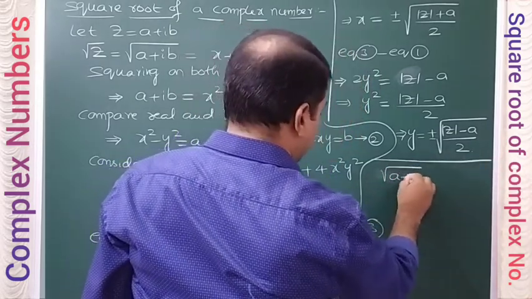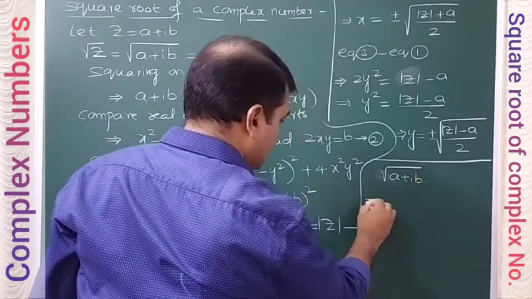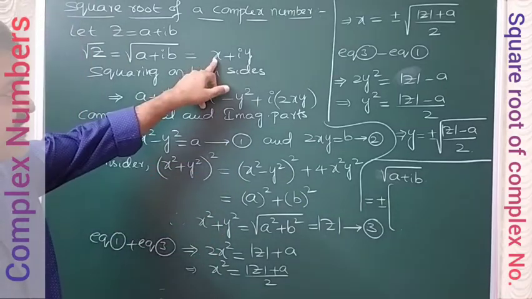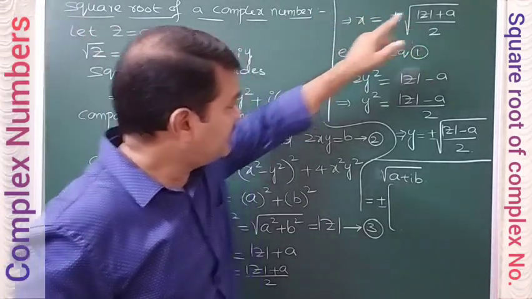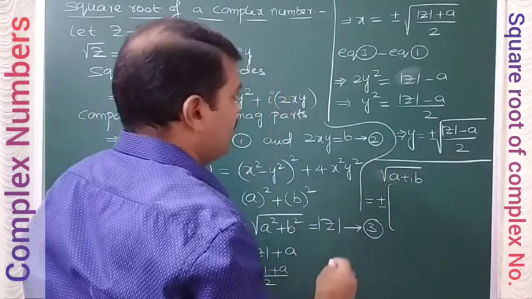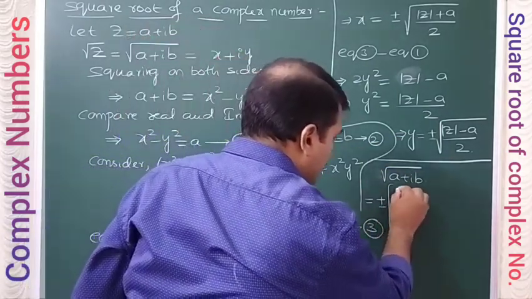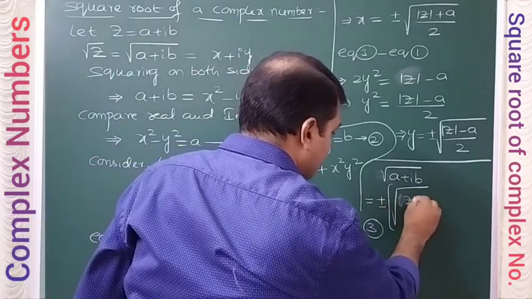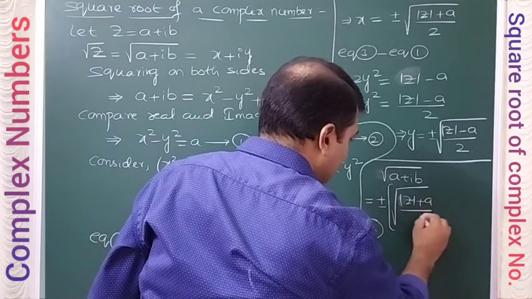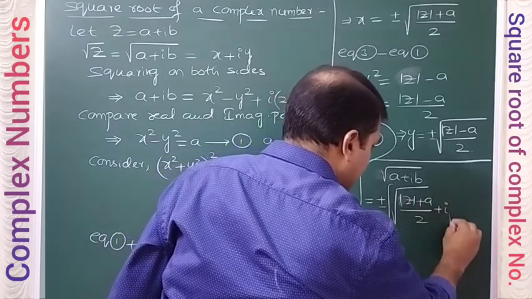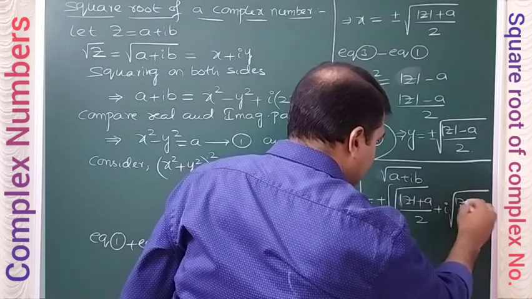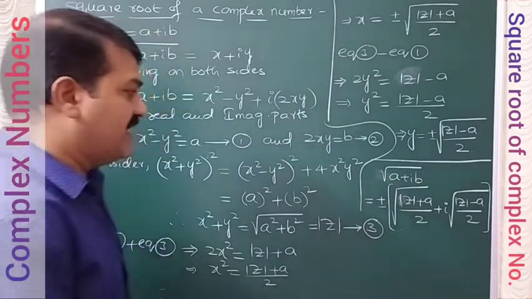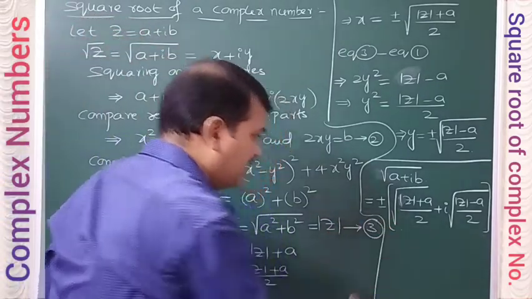So therefore you can write it like this. The square root of a + ib is ± (√((|z| + a)/2) + i√((|z| − a)/2)), taking plus or minus common, x this one, y this one. So this is the value of the square root of a + ib.